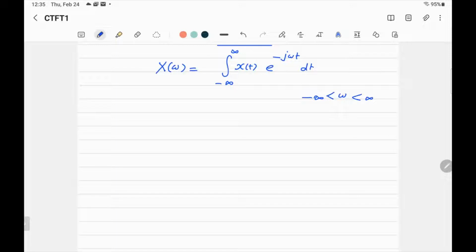And we mentioned the even function and the odd function, and how we express this integration in rectangular form and polar form.